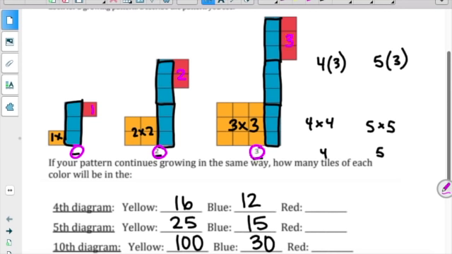So it looks like the number of red squares is the same as the number diagram. So in the fourth diagram, there should be 4. In the fifth diagram, there should be 5. And in the 10th diagram, there should be 10.